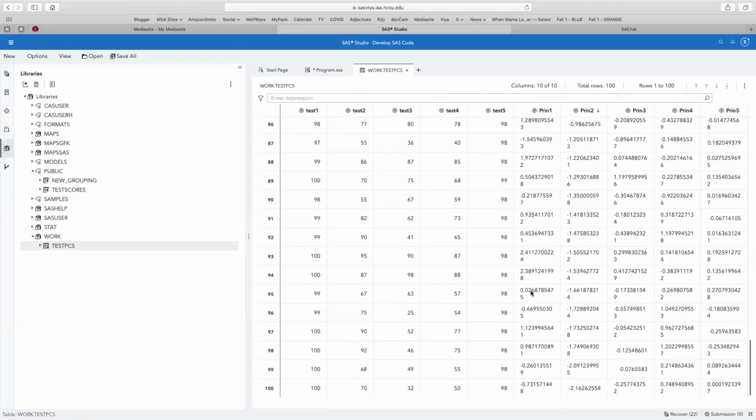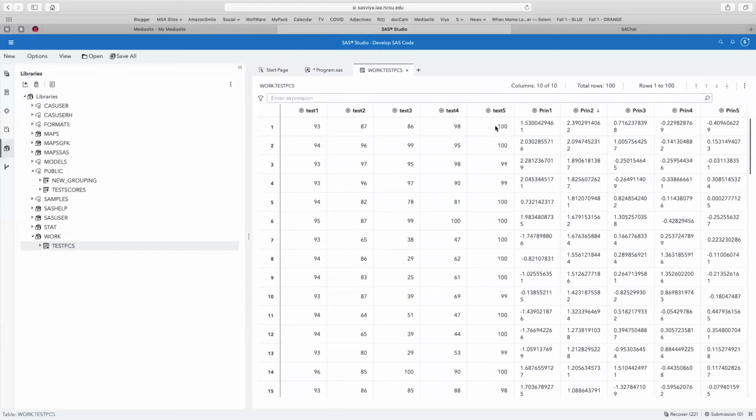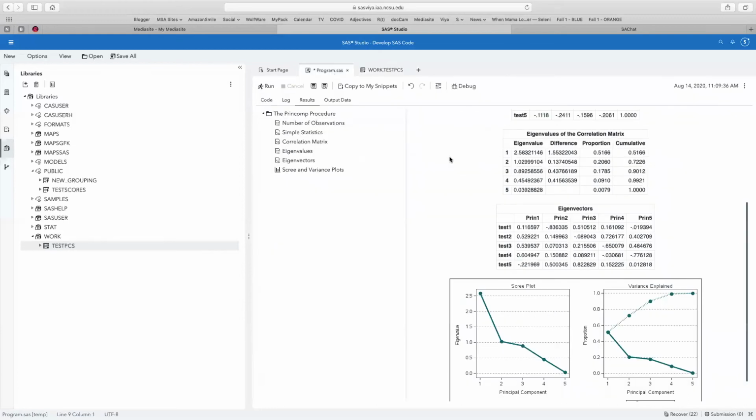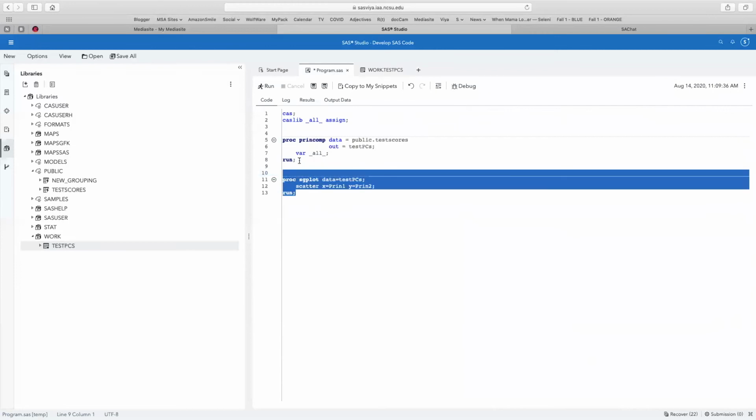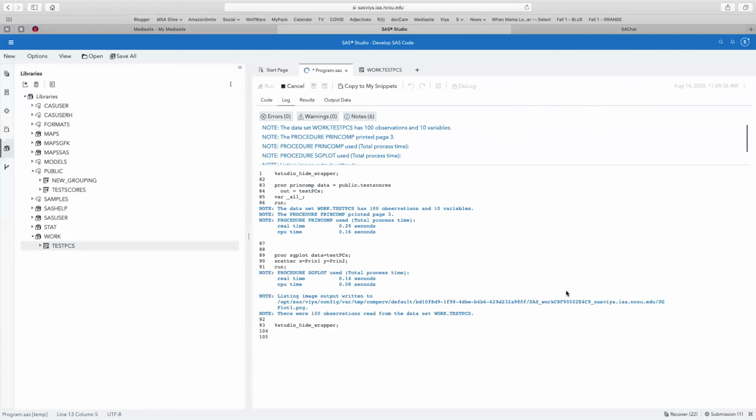And so as I go down to the bottom of this data set, I see that these are the people that did better on test 1 than they did on test 5. Up here, these people did better on test 5 than they did on test 1. So I can use those loadings to help me interpret what I'm seeing in my scatter plot. If I recreate this scatter plot, I guess I should just create it all at once.